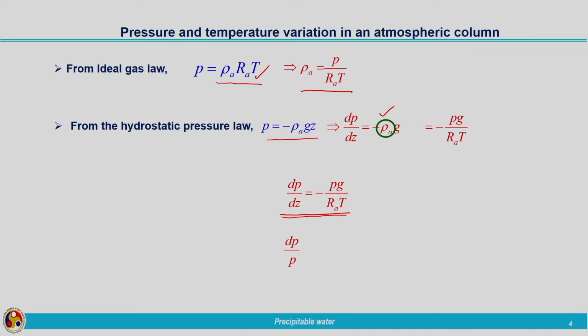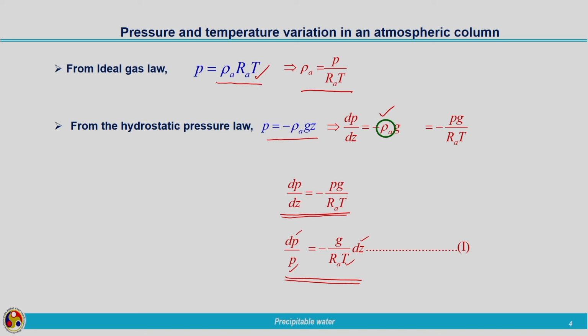What are we going to do? We are going to separate the variables, that is, take P towards the left hand side: dP by P is equal to minus g by RA T dz. Look at the expression: on the left hand side we have dP divided by P, and on the right hand side we have dz and T. We do not want these two variables there, we need to make it a single one. So, we will convert this dz into the form of T. Let us see how it can be done.